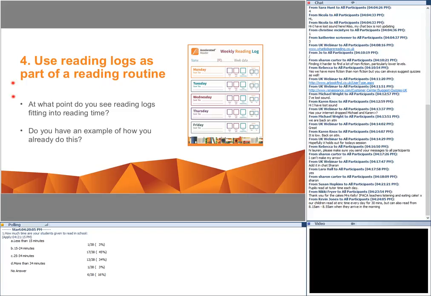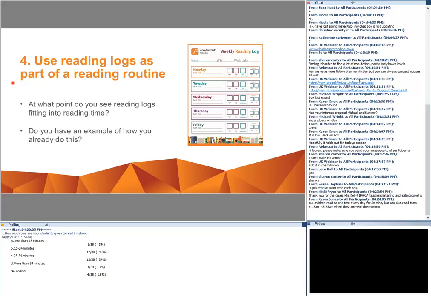So one tip we have for getting really good use out of your reading time is to make sure you've got reading logs in place. Now, some schools still have these, others move away from them, I know, but we really do recommend them, and for a few reasons. Firstly, it gives the kids ownership of their reading.